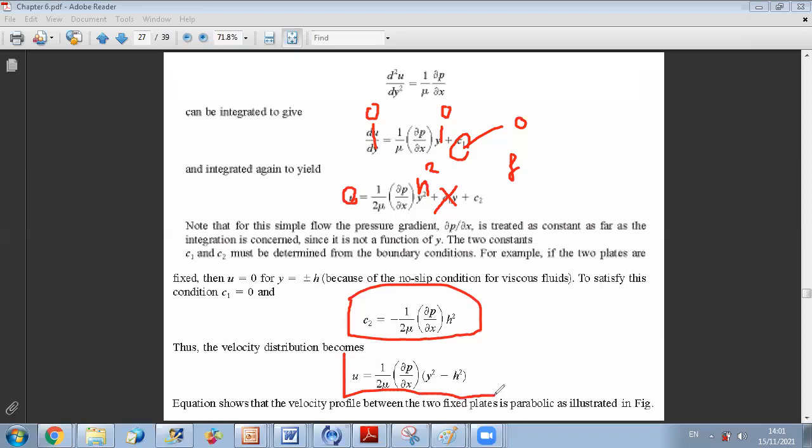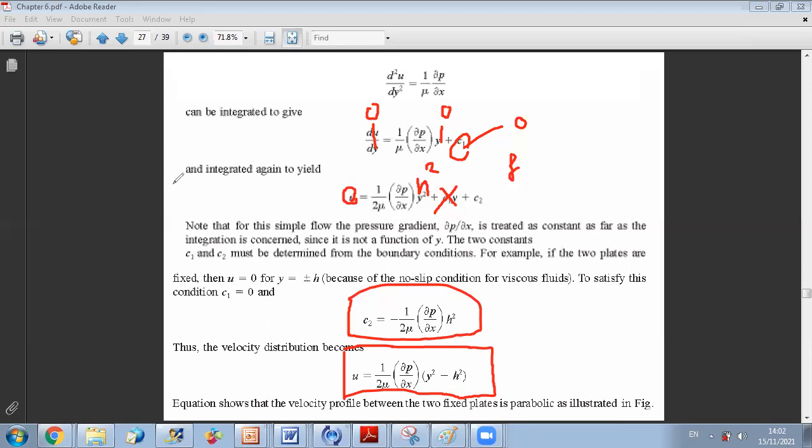Okay. And then this will give you that the velocity distribution is of the following form. In the case of flow between two fixed infinite plates, the profile of velocity is of parabolic shape and is given by 1 over 2 mu times del p by del x times y squared minus h squared. Okay. Now, once we know the velocity profile, we can find the flow rate, and we can find several properties related to the flow. We can find the average velocity, etc.